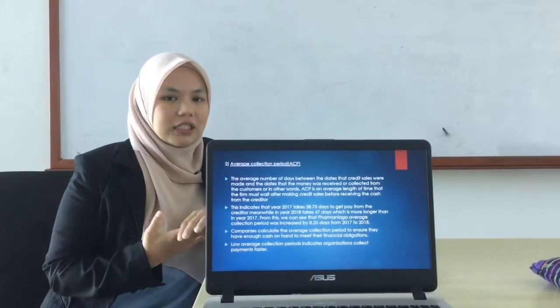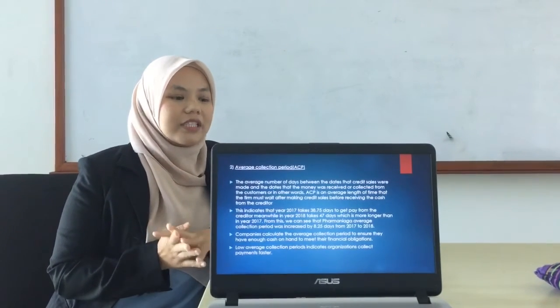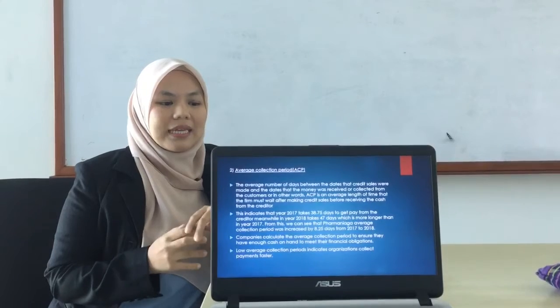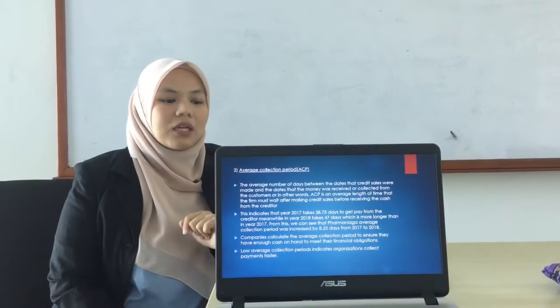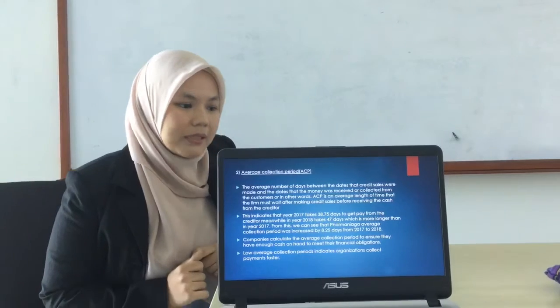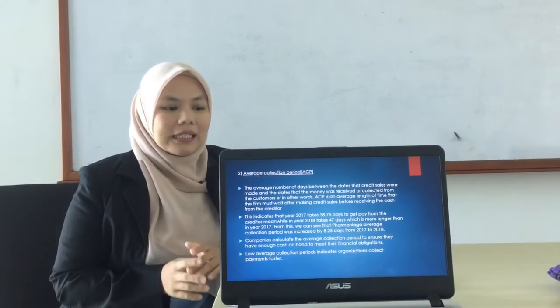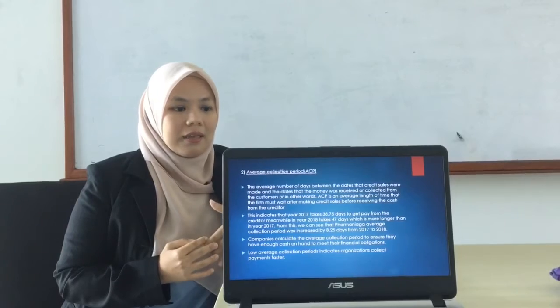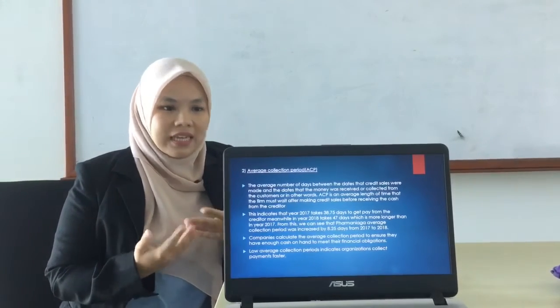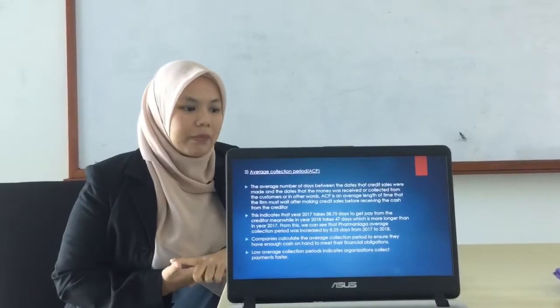Next is the average collection period, ACP. It is the average number of days between the date that credit sales were made and the date that the money was received or collected from the customer. In other words, ACP is the average length of time that the firm must wait after making a credit sale before receiving the cash from the creditor.